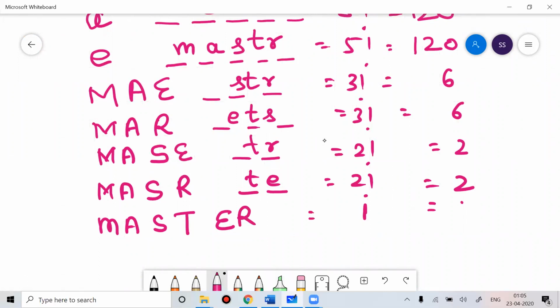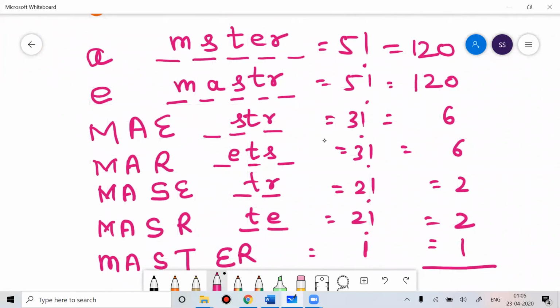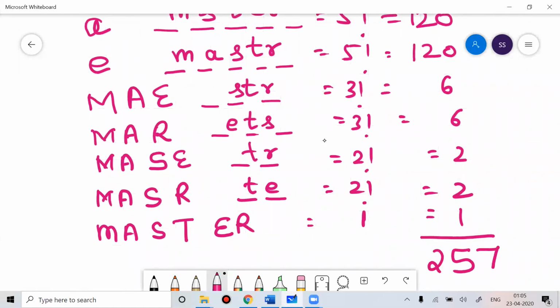Now just do the count. If you do the count of this, this is 120 plus 120, 240, 240 plus 6, 246, 252, 254, 256, 257. So you got the answer. Answer is 257. Done. So this is the way you can do it. I hope you understood this.